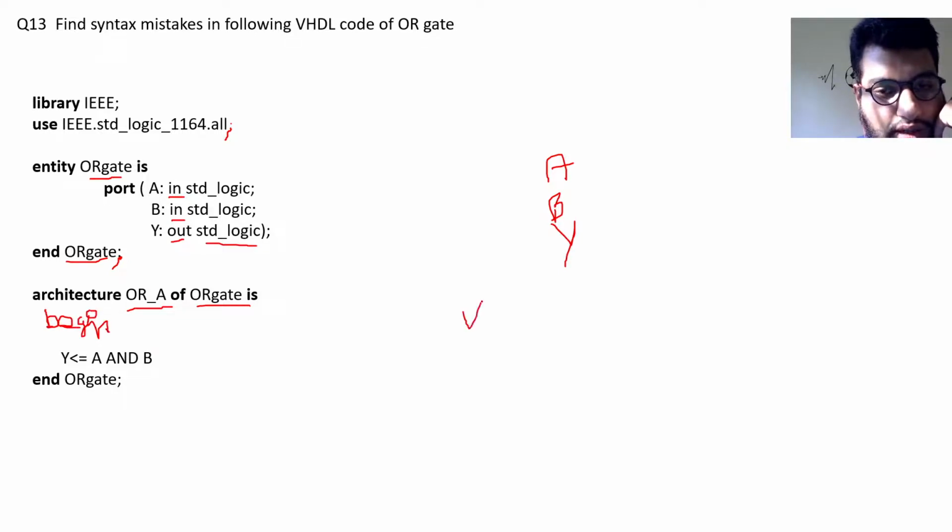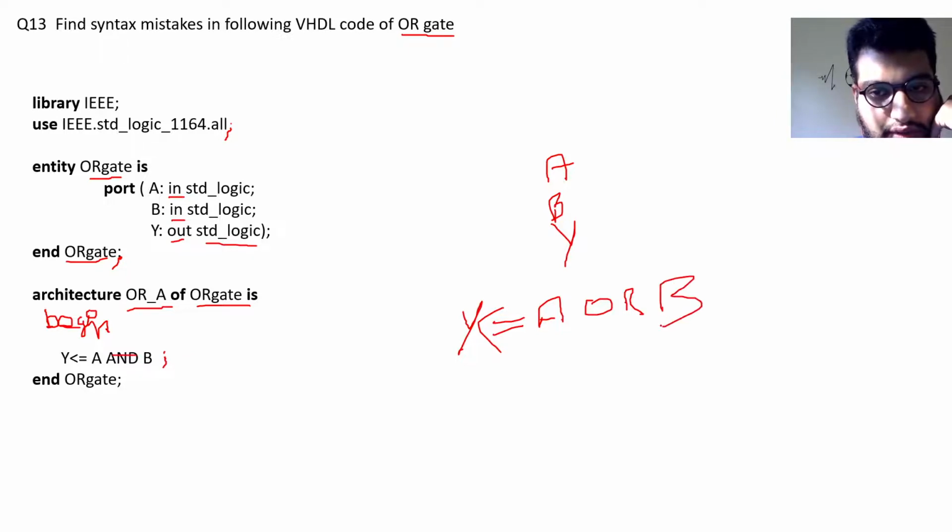And Y should be assigned as A or B, as the question asks us to write it for an OR gate, but I have written A and B, so it should be OR, and it should be terminated by a semicolon, this line, like this.